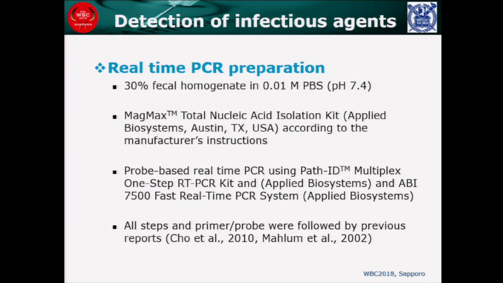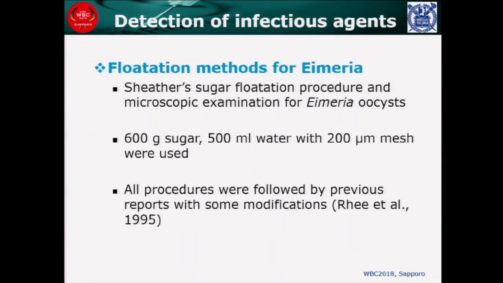30% fecal homogenates in PBS were prepared, and nucleic acid preparation and real-time PCR were performed by commercially available kits, and all steps, including primer and probe, followed previous reports. For Eimeria detection, flotation was performed, briefly, Schiller's sugar flotation procedure, and microscopic examination was performed. Also, all procedures followed previous reports.